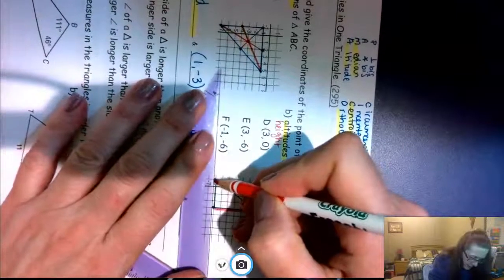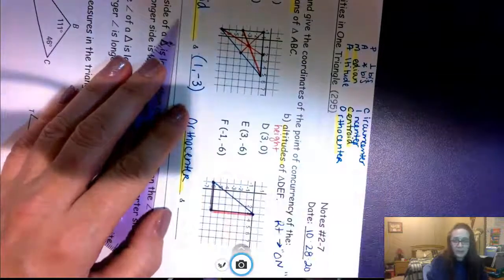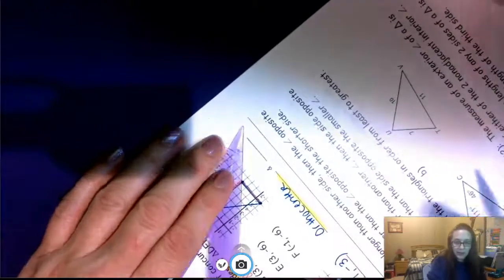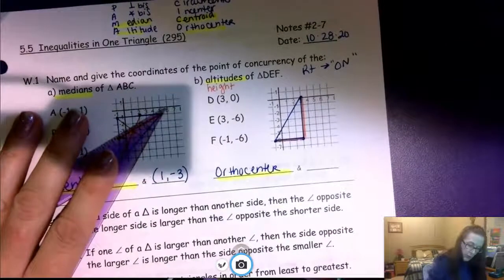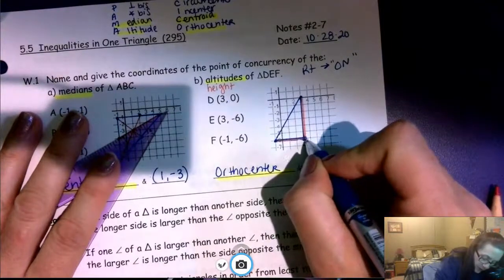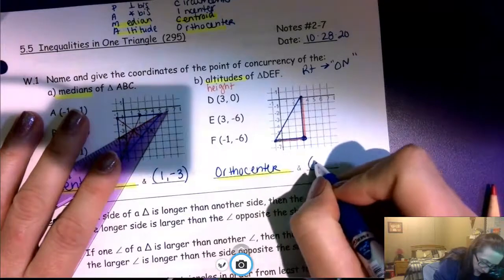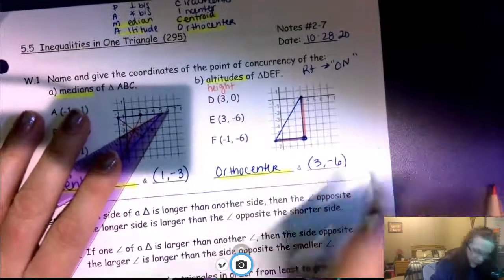And if I flip my paper this way, and I want the height of this side over here, it's going to go just like this. They're going to intersect right here. You don't have to do the other side. If you wanted to, you could, but you know that it's got to go through the vertex, and it would be the perpendicular height, so it's going to be somewhere over here, but you don't even need to draw that. We know that the point of concurrency, the orthocenter, will be right here, which is at (3, -6). And there we go.